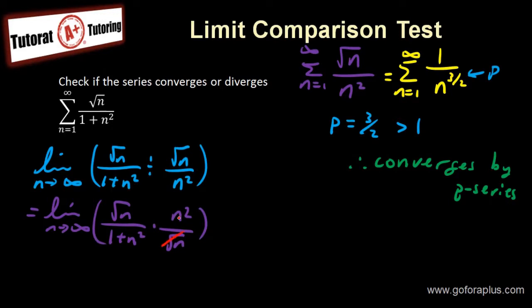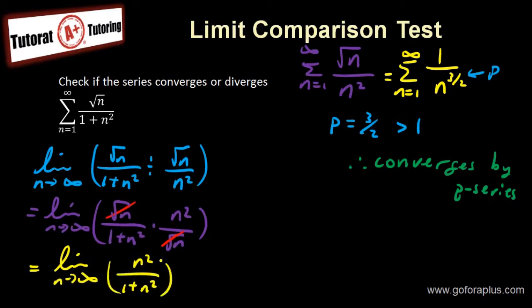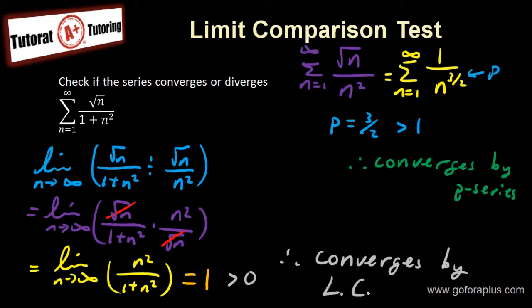Now this cancels out, right? And then you have n squared over n squared here. You know that the limit is going to be 1, because this is going to become something which has the same degree on top and bottom. So the answer of this is going to be equal to 1, which is bigger than 0. Okay, therefore, my series converges because the series that I'm comparing with is also converging. So this converges by the limit comparison test.